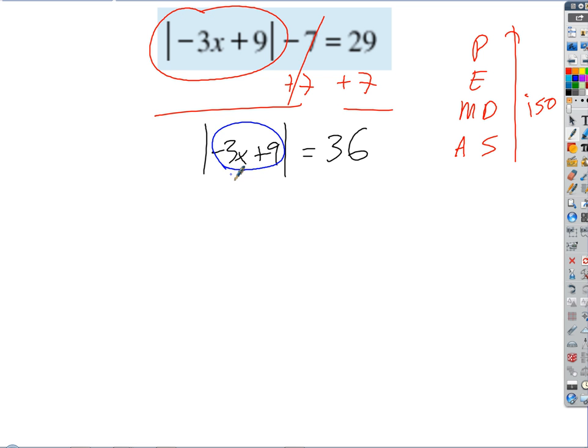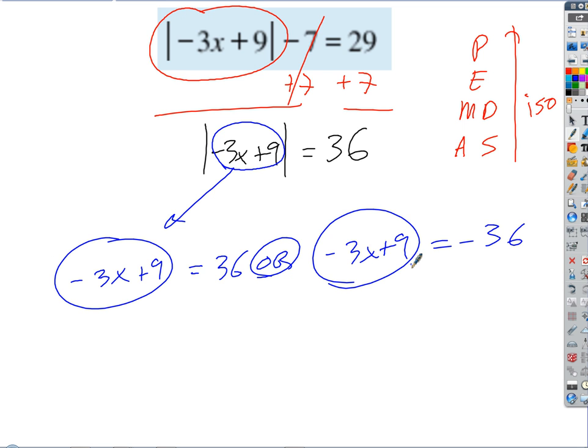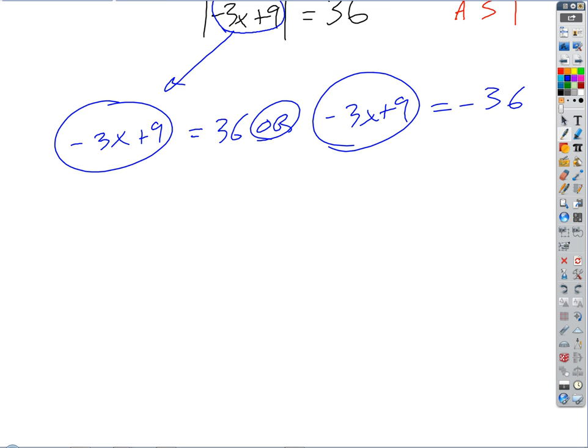Because our job now is making the trade to get rid of the absolute values, right? So whatever's inside, whatever's in the blue bubble, is either going to equal 36, or it's going to equal -36, right? So we get the equations -3x plus 9 equals 36, or -3x plus 9 equals -36, and those are easy, right? Those are two-step equations.